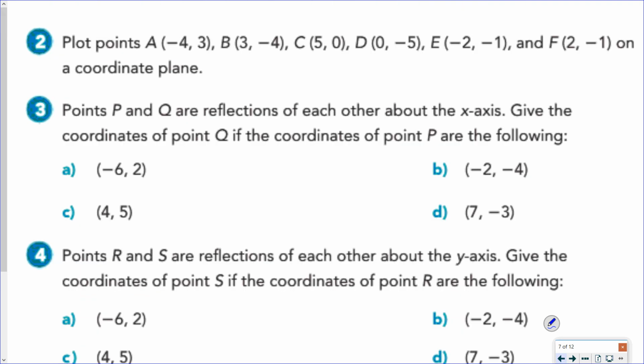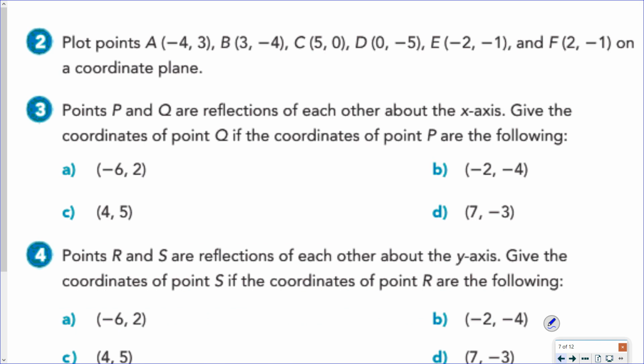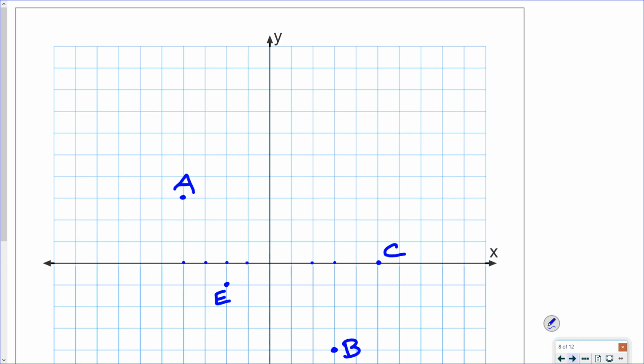E is at -2, -1. So I'd go to the left 2, and then down 1 for E. And finally F. Oh no, not finally F. Oh yeah, F is our last one. Sorry about that. F is at 2, -1. So I go to the right 2, and then down 1 for F.